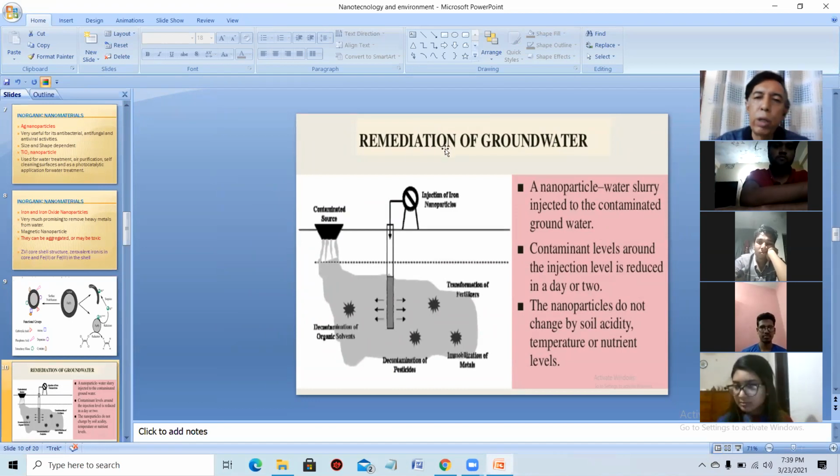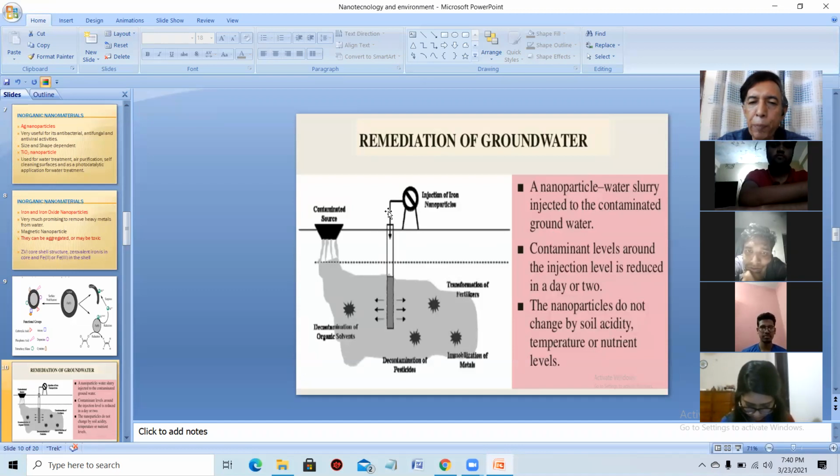So I want to show you how the iron nanoparticle is actually used for remediation of groundwater contamination. You see, a nanoparticle water slurry is injected to the contaminated groundwater. This is a pipe.